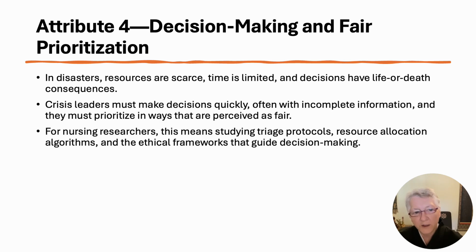Are you prioritizing based on utility or justice? Research shows that when prioritization processes are transparent and involve input from the affected stakeholders, from the community, they're more likely to be accepted, even when the outcomes are painful. For nursing research, this means studying triage protocols, resource allocation algorithms, and the ethical frameworks that guide decision making.